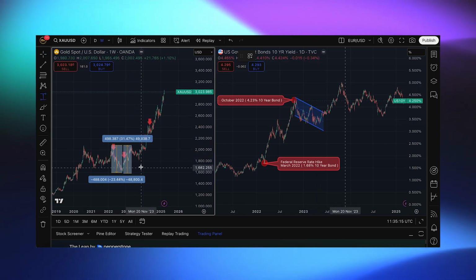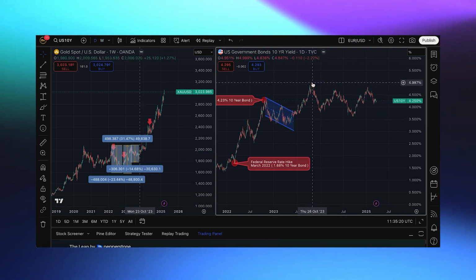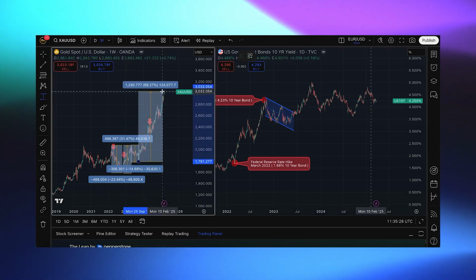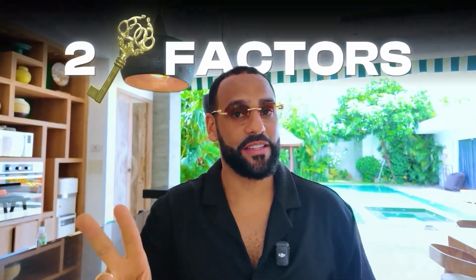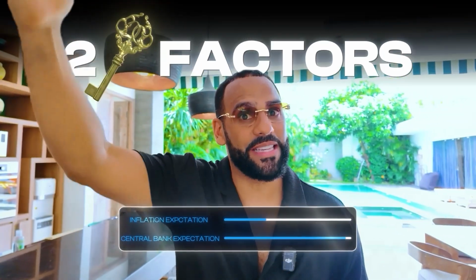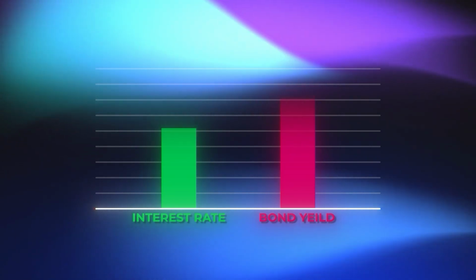No surprise, gold's price goes lower in the market, and ever since then, the 10-year government bond yield has declined over this period of time from its peak in October, and that explains why gold since then has jumped up by around 69%. So now we understand that bond yields don't move randomly. They're influenced by two key factors. Number one, inflation expectations, and number two, central bank expectations for interest rates. So when central banks are raising interest rates to control inflation, bond yields rise. And when central banks are cutting interest rates to stimulate inflation, bond yields fall.